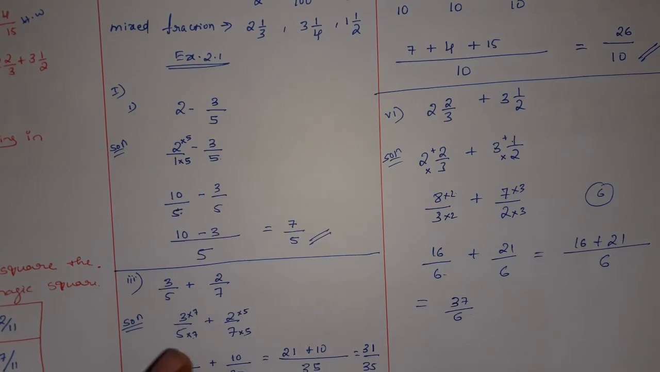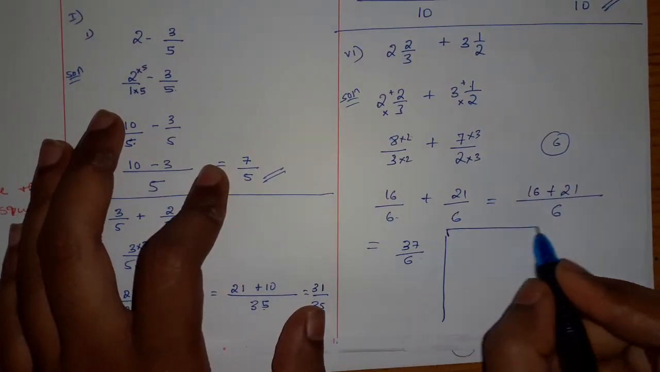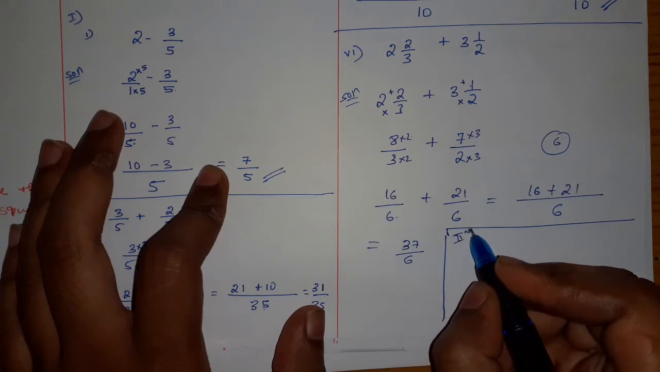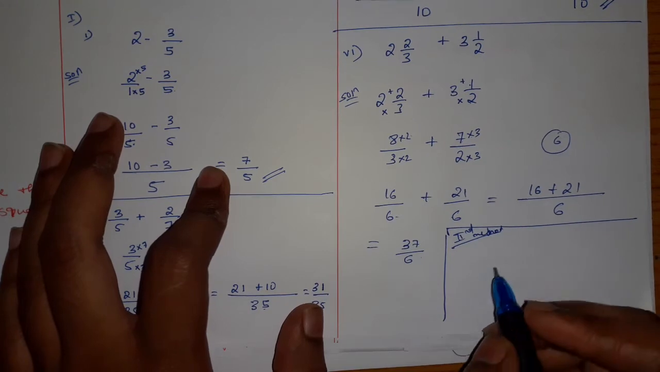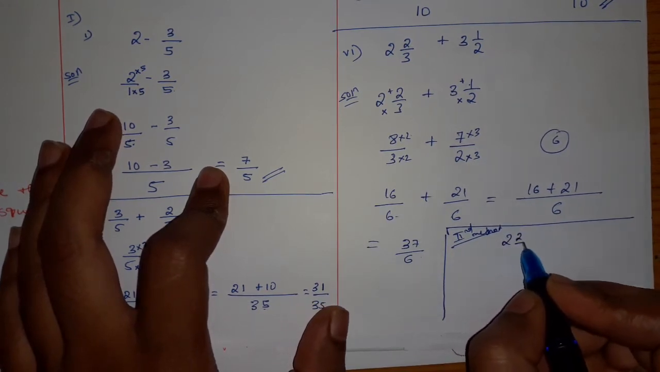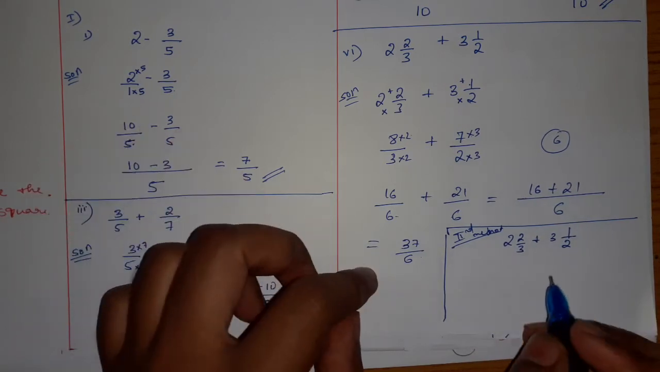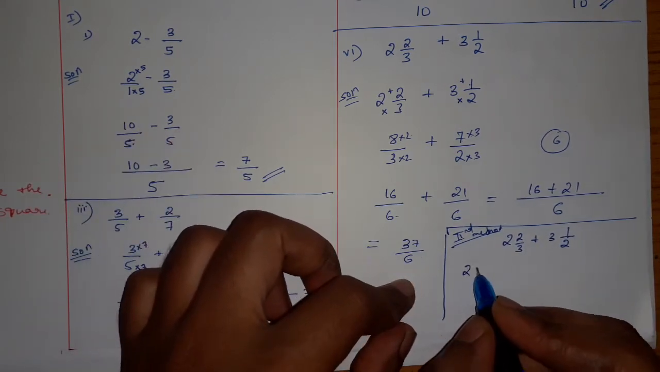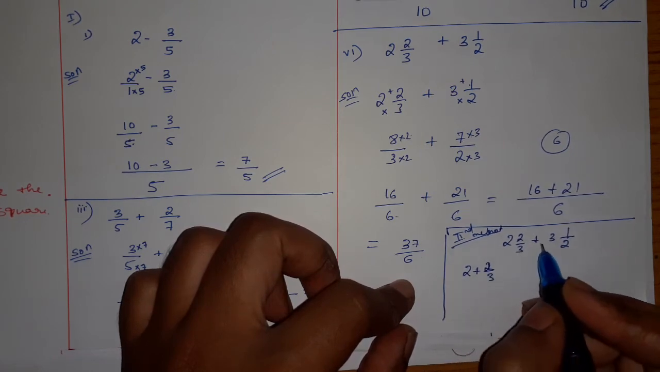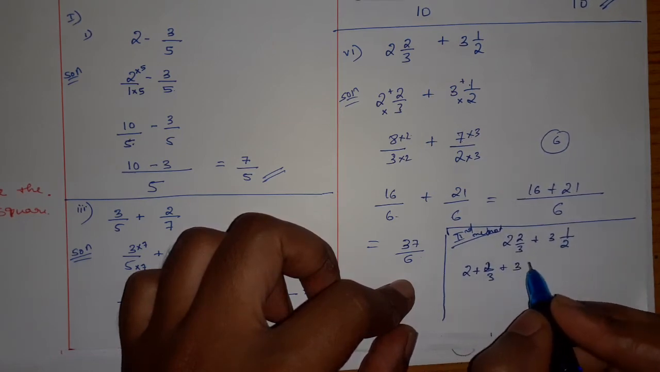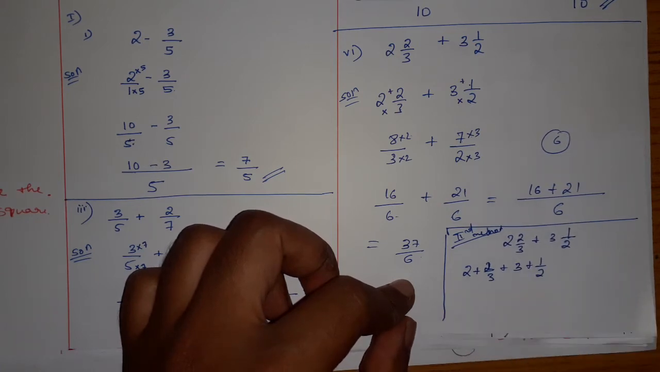Okay, in the second method I will show you a short way. In short I will try to show you. In the second method, what you can do is: 2 2 by 3 plus 3 1 by 2 is there. You can write this in this form: 2 plus 2 by 3 plus 3 plus 1 by 2. You can take it like this.